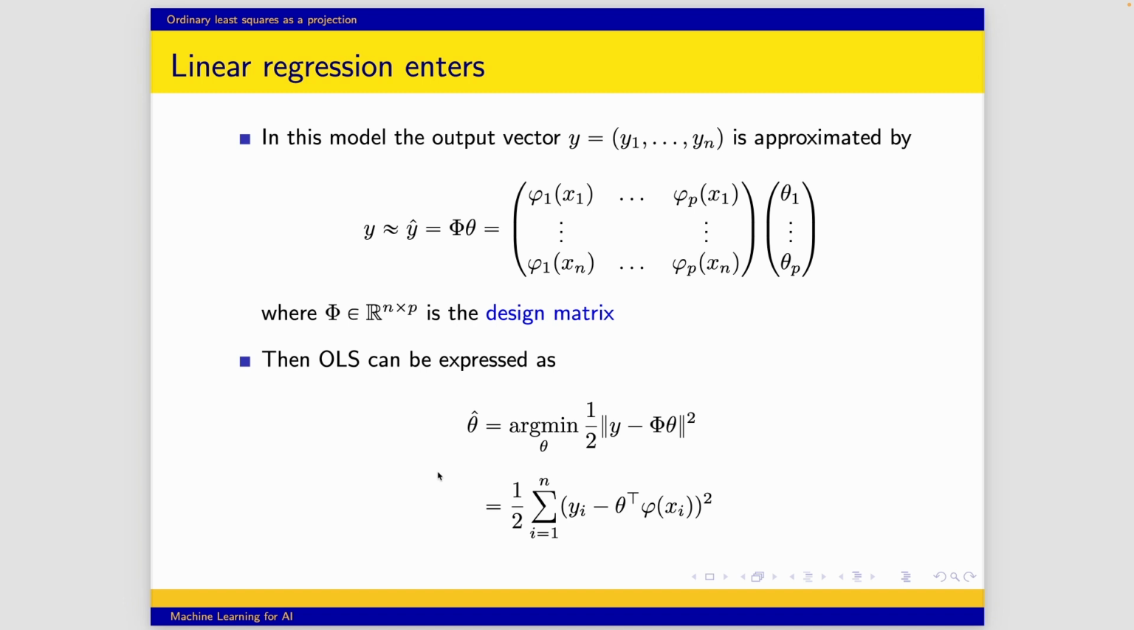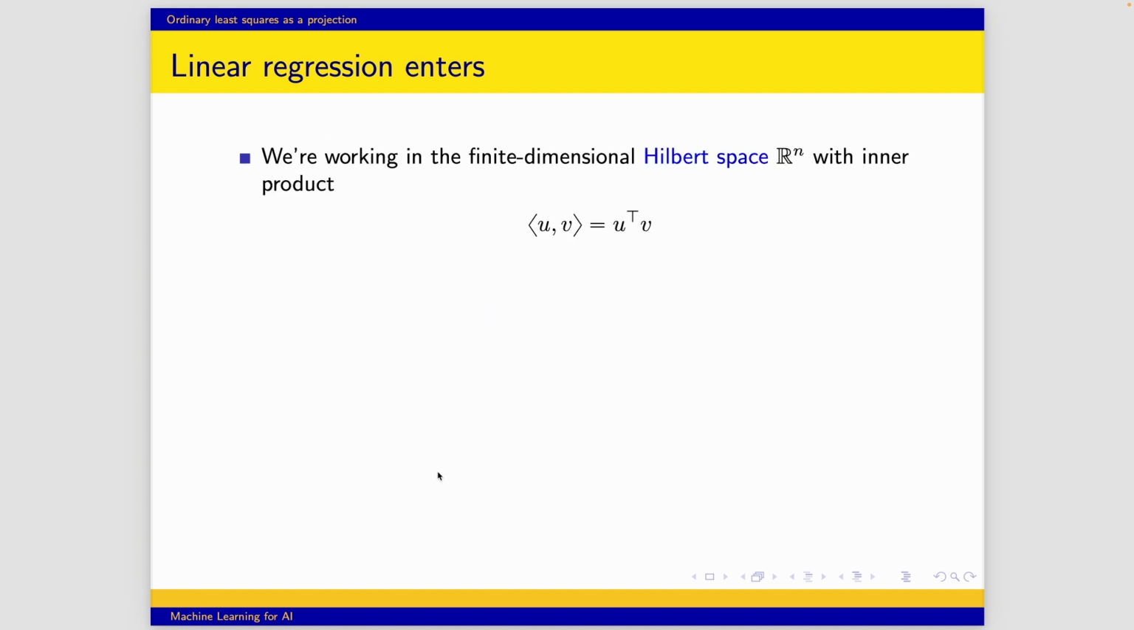So this is our ordinary least squares problem. Now, we're working here in a Hilbert space. So Rn is an inner product space. We can define an inner product on Rn. This is a general notation for an inner product, the standard inner product. The standard inner product is just the dot product. So this is just the dot product of two vectors in Rn.